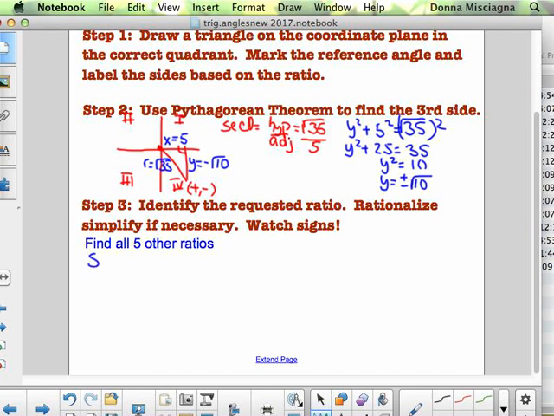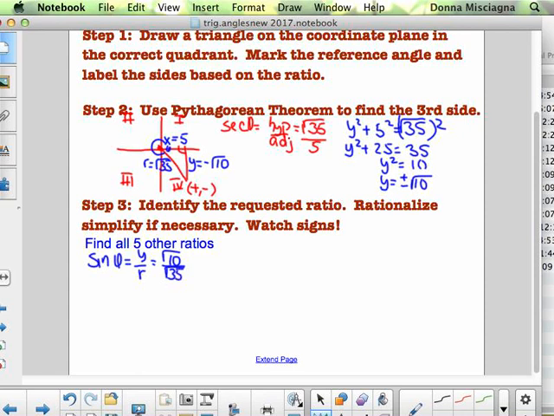So we need sine. Of course theta is right there. This is technically the angle that we're finding, and the triangle is the reference angle. That triangle in the right quadrant gives us the right signs for the angle we're actually looking for, because it would be negative for some of the ratios. So sine theta, remember, is y over r. That's going to be the square root of 10 over the square root of 35.